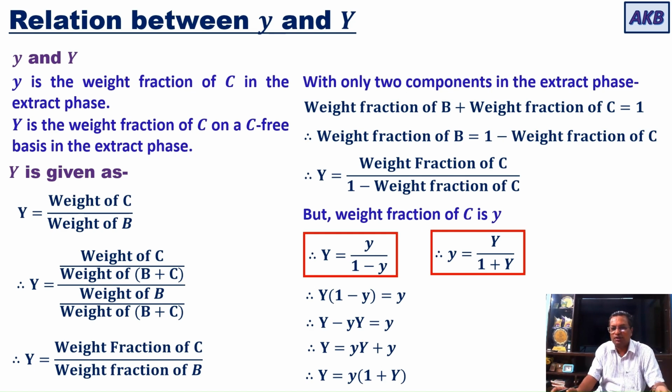So here we have understood how to represent the ternary equilibria if you have a system of insoluble liquids. That is, out of the three liquids A, B and C, A and B are completely immiscible, completely insoluble in each other. Then we also learned how to get the relationship between weight fractions on solute-free basis and normal simple weight fractions. That is the relationship between capital X and small x, and the relationship between capital Y and small y.